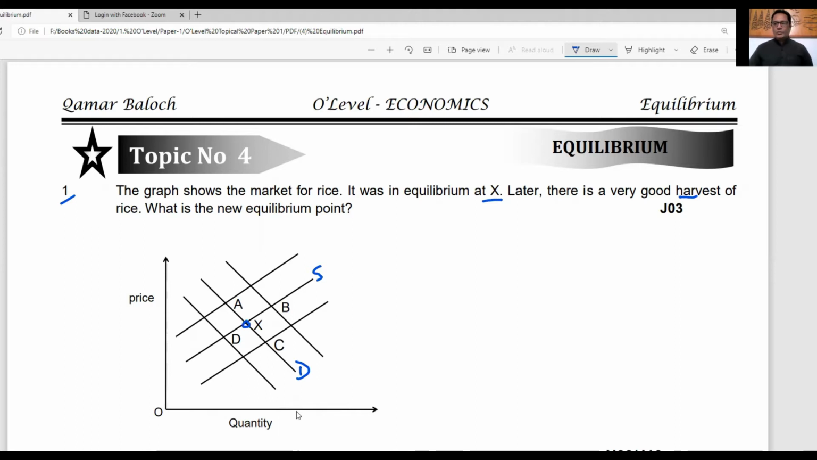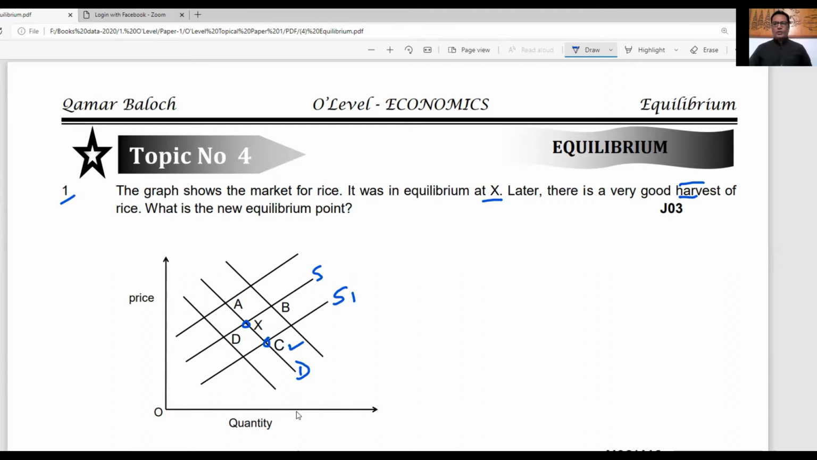So it means that whenever there is good harvest, production will rise and supply will definitely rise. When supply increases, it shifts to the right. So new supply curve will be S1. It means that new supply curve S1 intersects initial demand curve D at point C. So C will be the new equilibrium. So C is the correct answer for this question.